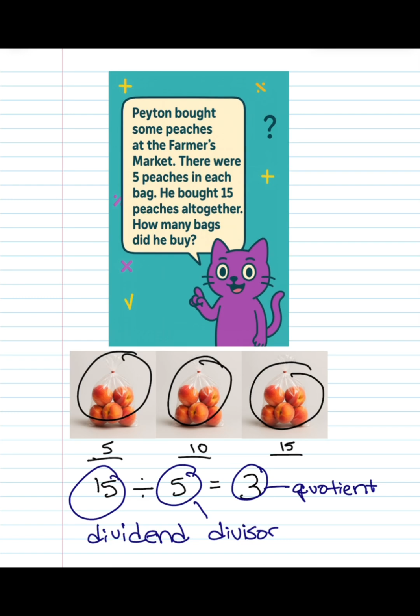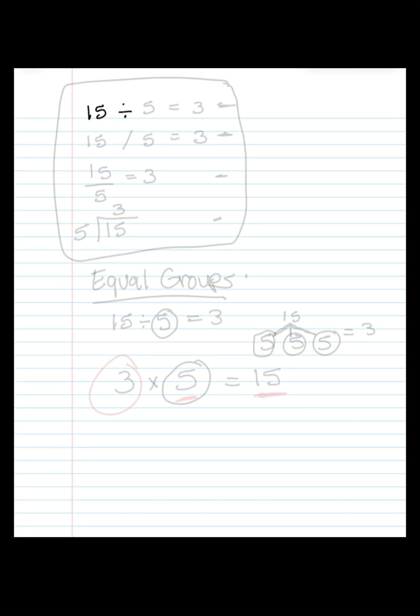There's different ways you might see division written. You might see it written like we did above, with that symbol. You might see it written with a slash. This can be read 15 divided by 5 or 15 over 5. You might see it as a fraction. And same thing, that can be read 15 divided by 5 or 15 over 5. And then you also might see this notation where it's 15 divided by 5 equals 3.